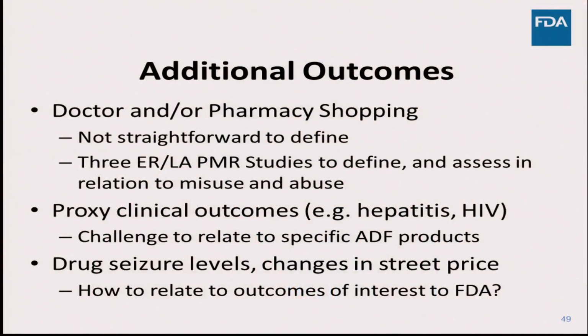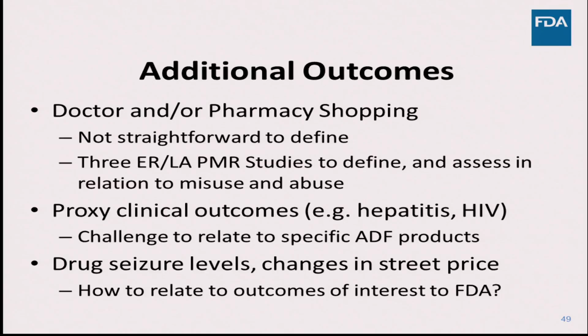And lastly, I want to talk about some additional outcomes, such as doctor or pharmacy shopping measures, which again are represented in the extended release and long-acting post-marketing studies, and proxy clinical outcomes, such as hepatitis and HIV. And finally, drug seizure levels and changes in street price. Now, these are interesting and can provide timely information, but it is not always clear how they relate to, again, the outcomes that are of interest to FDA.